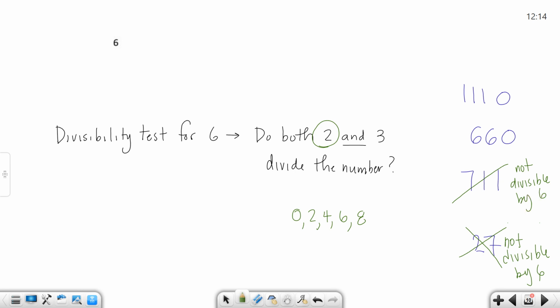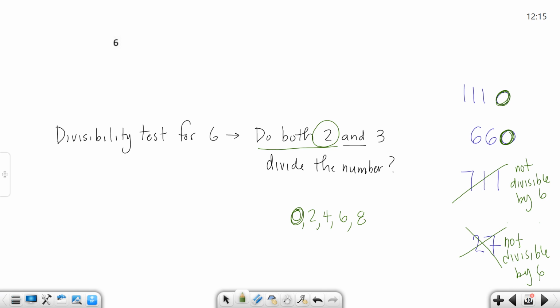Okay, the other two on the page, 1110 and 660, those are both divisible by 2 because they both end in a 0. Now, let me say that differently. 1110, 660, they both end in 0. So since they both end in 0, that means they are both divisible by 2. Okay, so they satisfy the first part of the 6 argument.